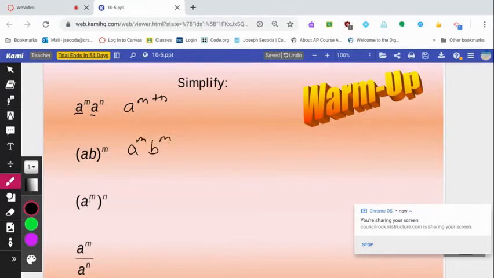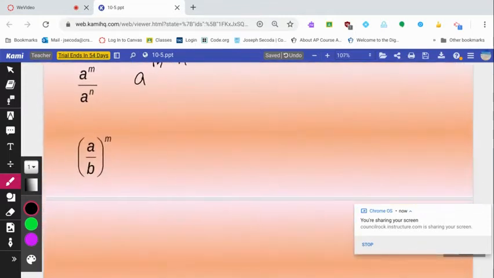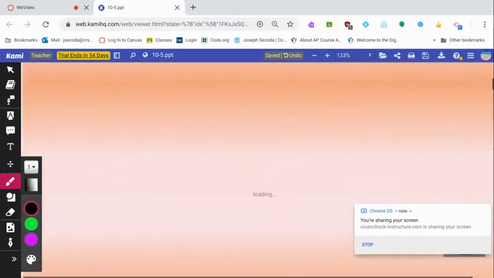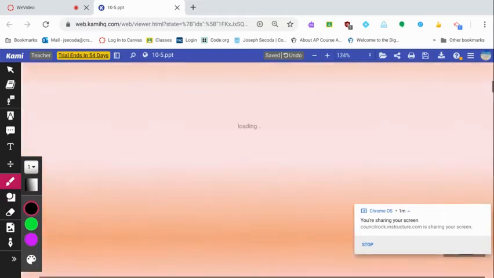Power to a power, I multiply those exponents, keeping the base in all the cases. When I divide with like bases, keep the base and subtract the exponents. When I have a fraction to a power, just like a quotient to a power, just like the product, you give each of the bases that power. All right, so those are our laws of exponents.